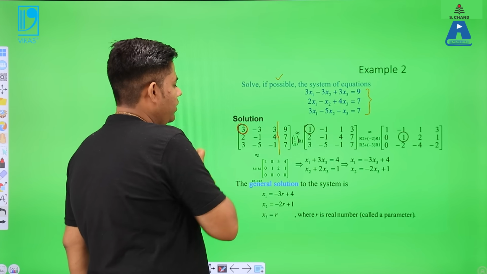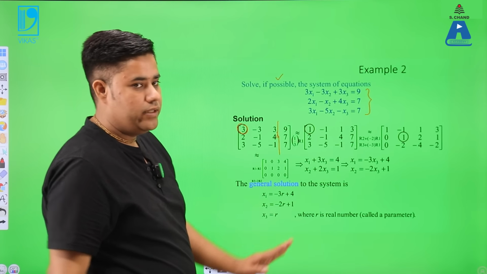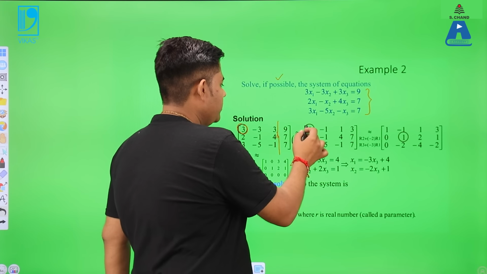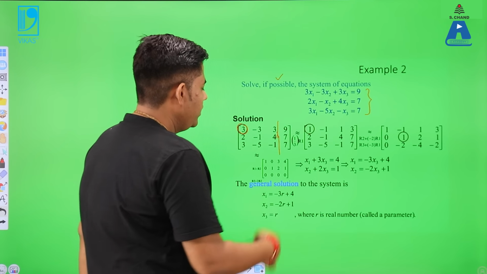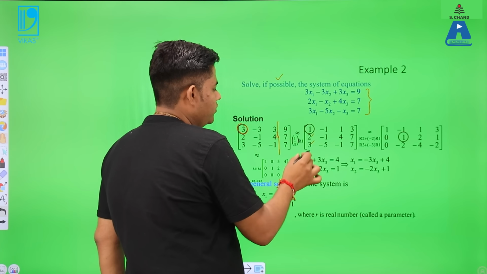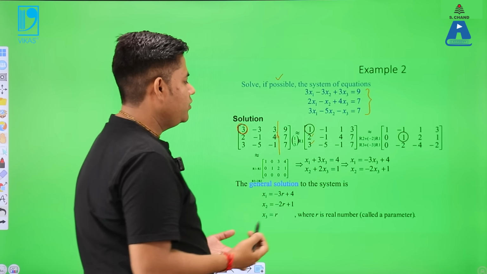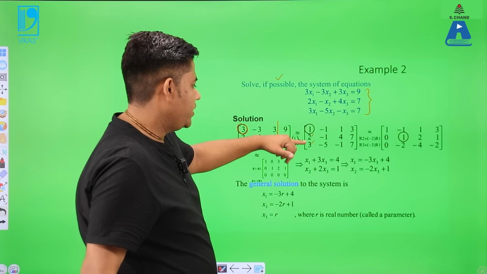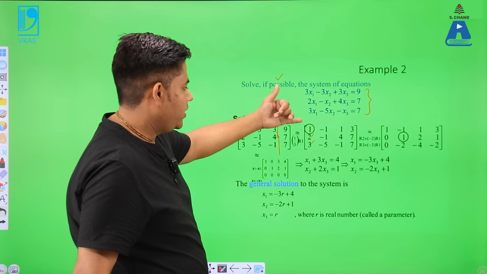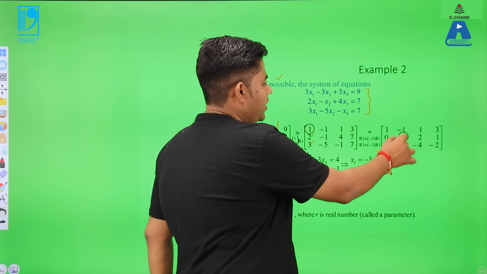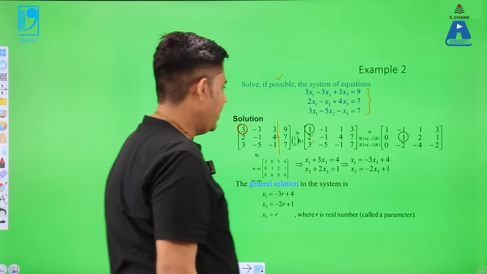So you have 3 here. You need to divide the entire row by 3 so that it becomes 1. So it becomes 1, minus 1, 1 and 3, and the next rows remain the same. Now our next target is to make these two elements 0. So how can I do that? I need to apply the row operation R2 changes to R2 minus 2R1, R3 changes to R3 minus 3R1. So I have applied this same step in order to get my values.